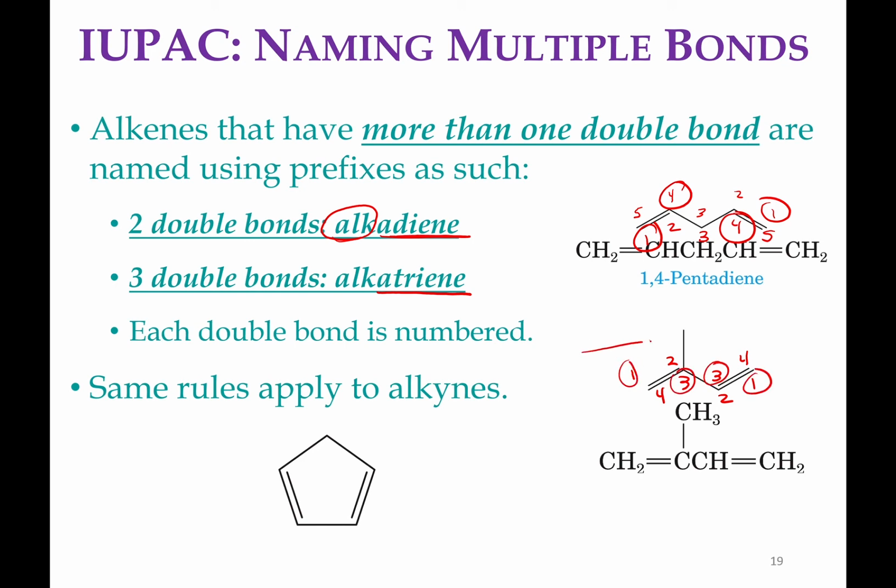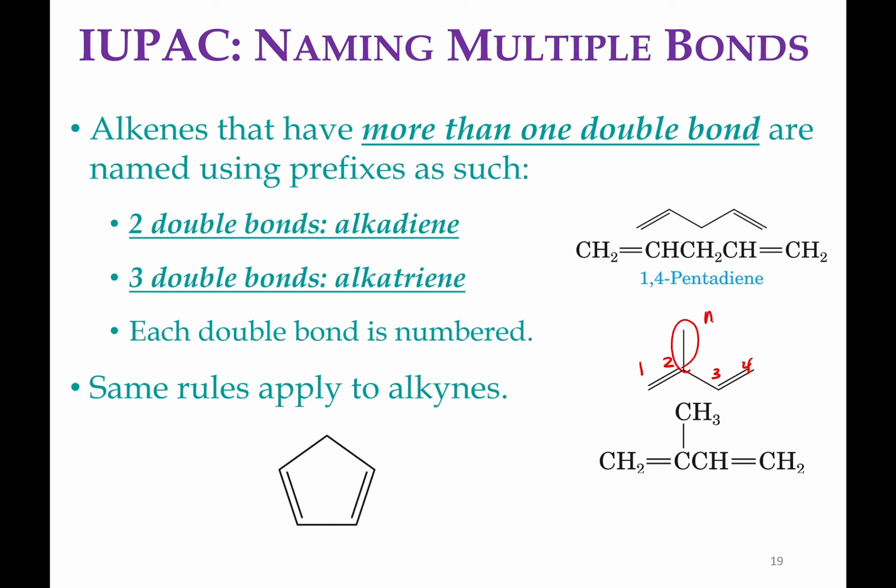But if I go this way, my substituent has a smaller number of 2 rather than 3. So I'm going to number from this direction, from left to right. 1, 2, 3, 4. I have a methyl group. So I'm going to have a diene, but what is it? Butadiene. So then I'm going to have 2-methyl-1,3-butadiene.